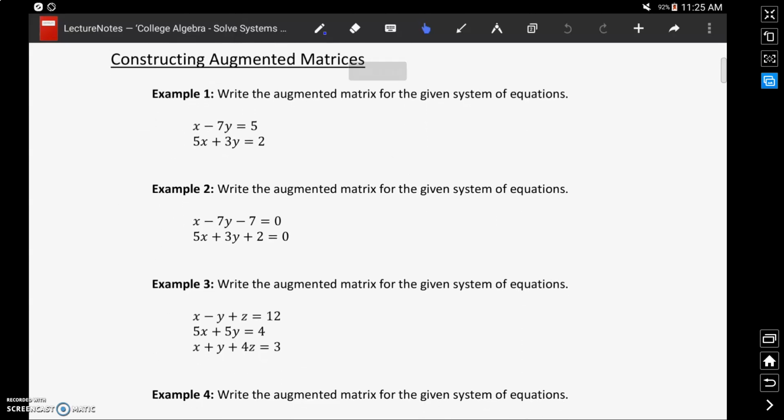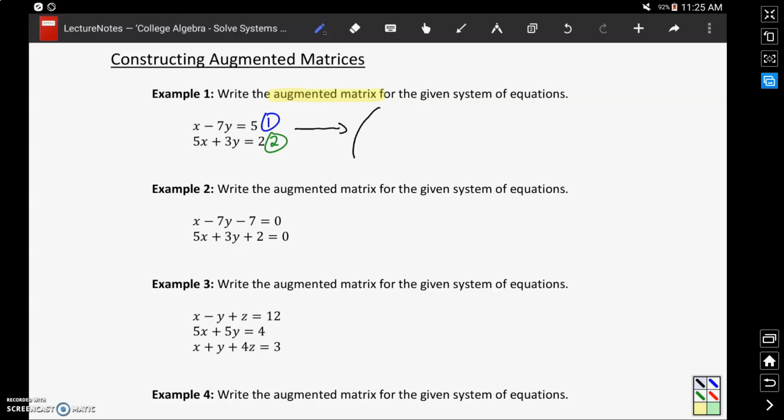A matrix is just a set of numbers arranged in rows and columns, but the specific matrices that we construct for these applications will be converting a system of equations into what we refer to as an augmented matrix. So looking at example 1, we have equations which we can refer to as equations 1 and 2. What we want to do is convert these 2 equations into that augmented matrix form.